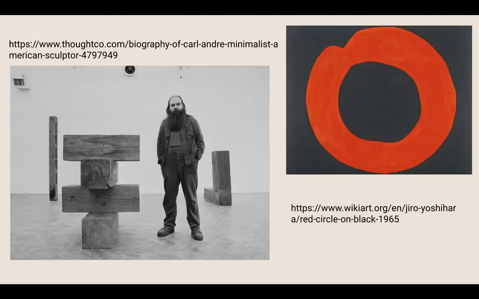So all movements in music come behind the movements in the visual arts. So here we have The Red Circle on Black by Yiro Yashihara. And then on the left, we have Carl Andre and his minimalist works. And so as you can see, it's taking the minimum from our environment and creating something exciting and fun. So that's what we're going to do with music.